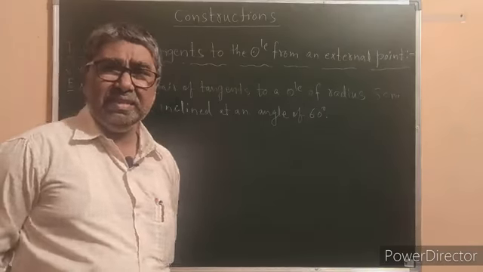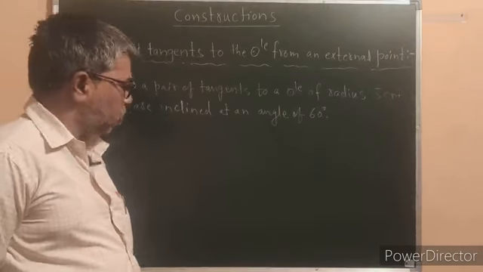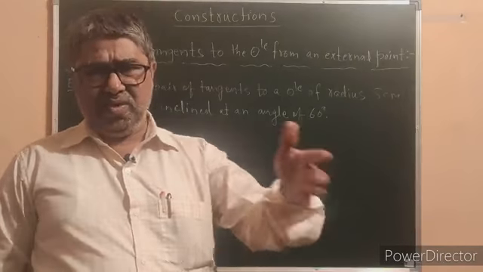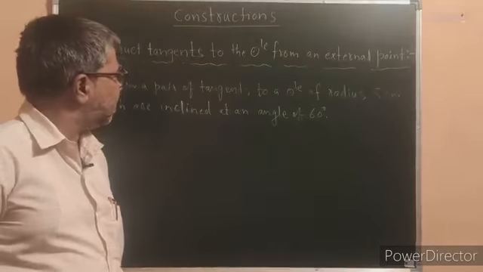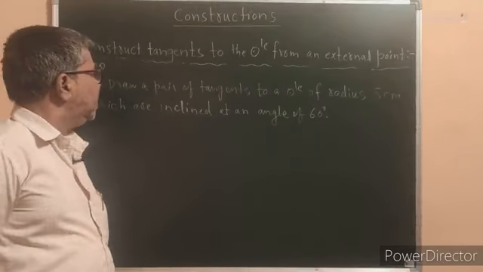We are studying the topic constructions, and in our previous video we have seen how to construct tangents to a circle from an external point. There we have seen 3 to 4 examples. Now in this video also let us continue with the same subtopic, that is to construct tangents to the circle from an external point.